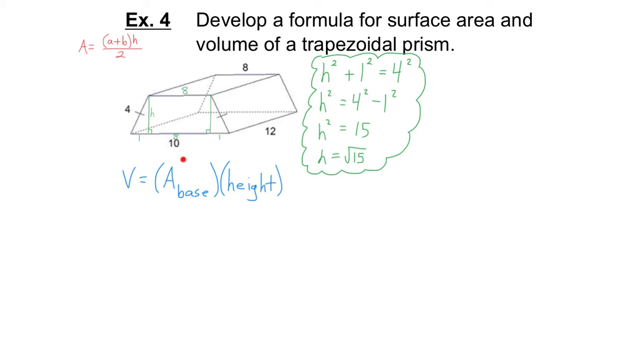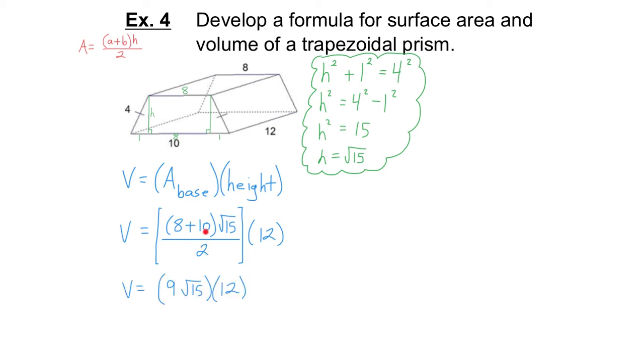All right, so now area of the base of my prism is the area of this trapezoid. So it's (8 plus 10) in brackets, multiplied by the square root of 15, all of that divided by 2. I multiply by the height of the prism, which is 12. Now I'm going to clean this up. 8 plus 10 is 18, divided by 2 is 9. So I have 9 times the square root of 15 multiplied by 12. And if I do all that in my calculator, the volume is about 418.3 units cubed. There's no units indicated here, so I just wrote units cubed.